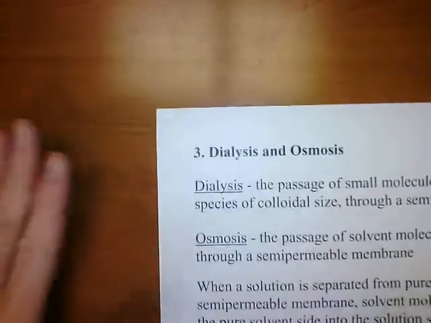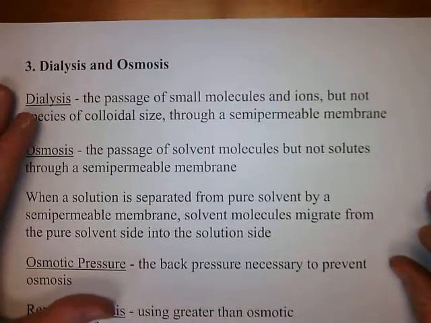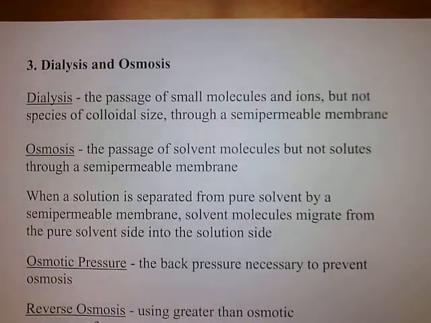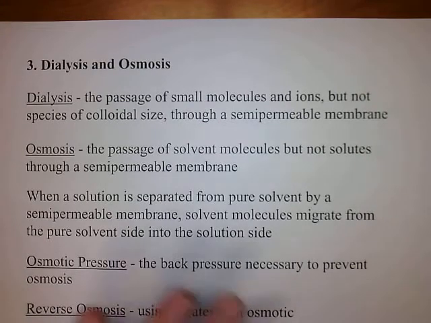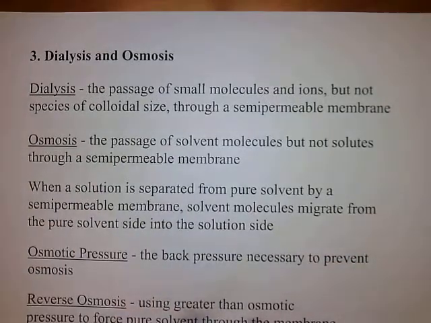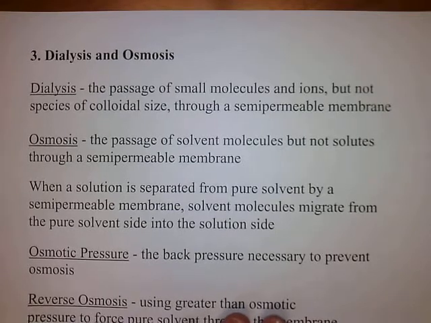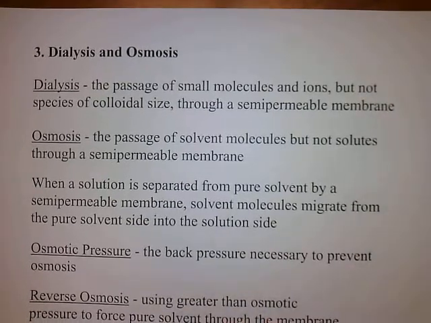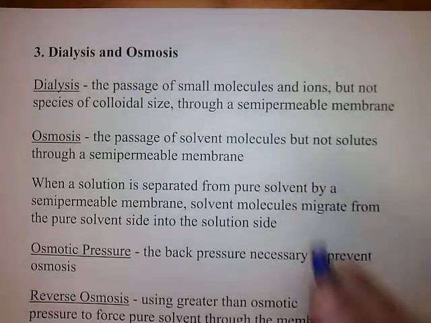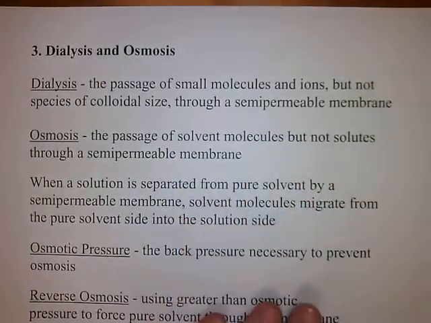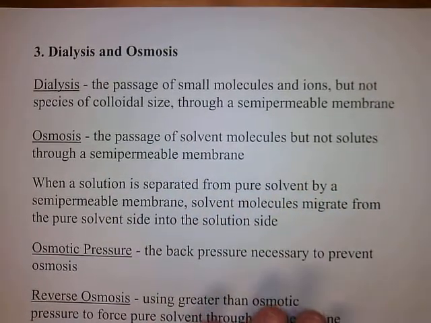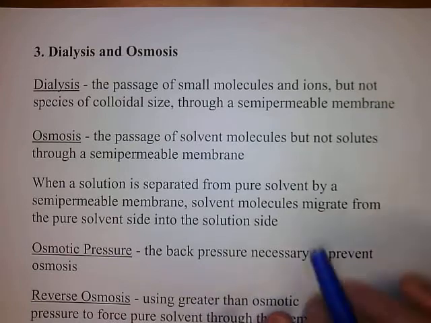Okay, so the third colligative property is dialysis and osmosis. All right, so dialysis is the passage of small molecules and ions, but not colloids, which are bigger, through a semi-permeable membrane. Okay, and osmosis is the passage of solvent, but not solutes, through the membrane.